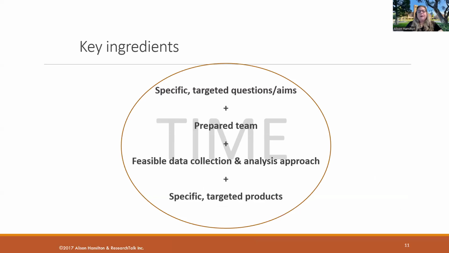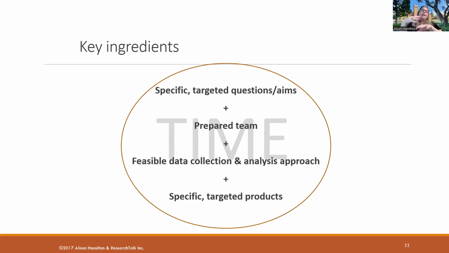So when we think about our rapid projects, there are some key ingredients. And again, rapid projects meaning even a longer project that has rapid phases. So we want this really critical combination of specific and targeted questions, a team that's prepared and trained to do the work, a feasible data collection and analysis approach, and specific and targeted products. And this is all in the context of the timeline that we have for the given project. So what we like to do in more rapid turnaround projects is ensure that we're tying the analytic techniques that we're using to what we're using them for.